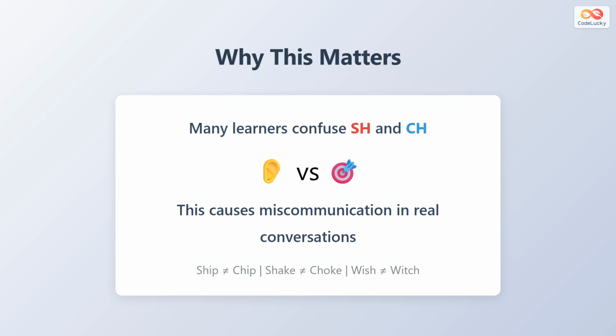Many English learners confuse the SH and CH sounds. This confusion can cause miscommunication in real conversations. For example, the word ship is completely different from chip. Shake is different from choke. Wish is different from which. Learning to distinguish these sounds is essential for clear communication and better English pronunciation.